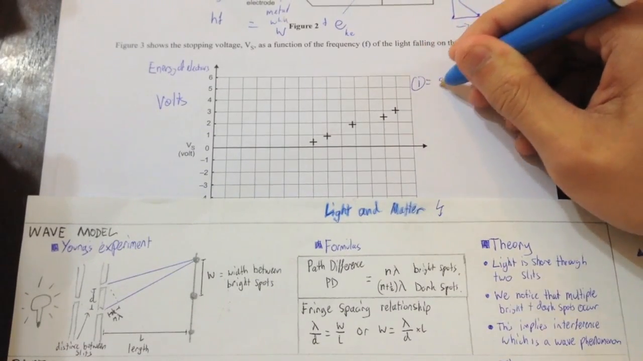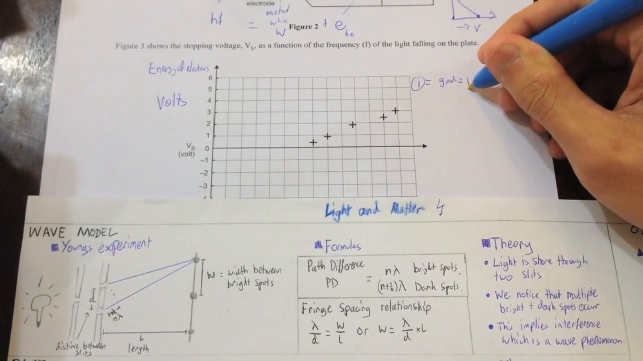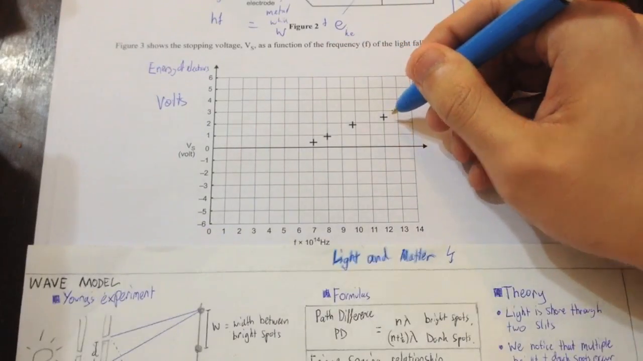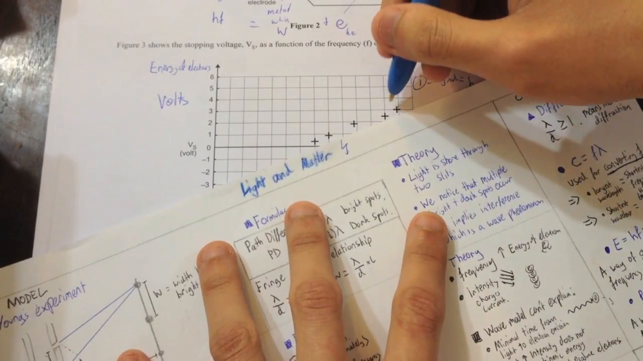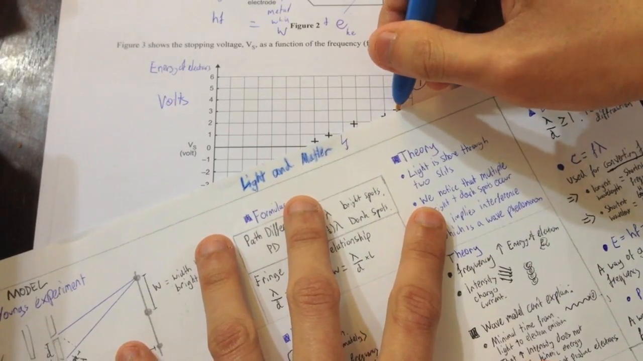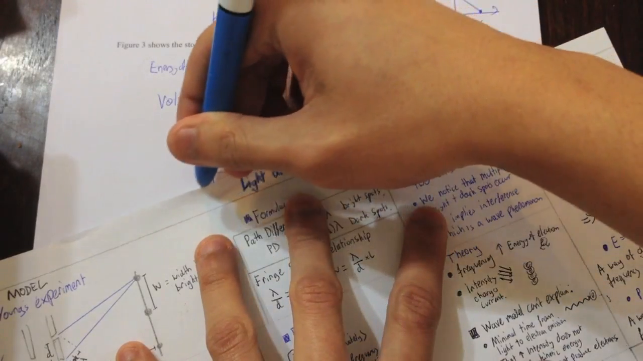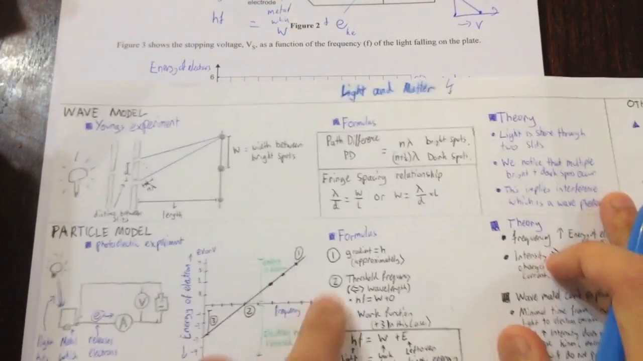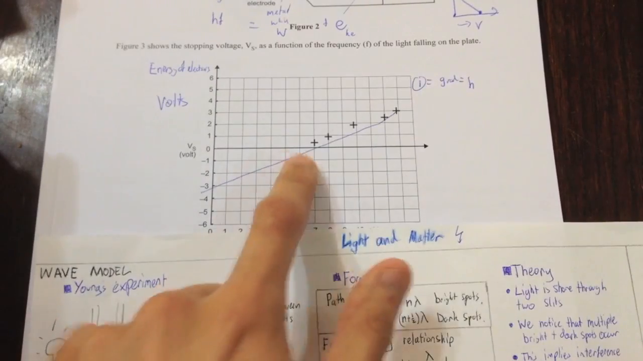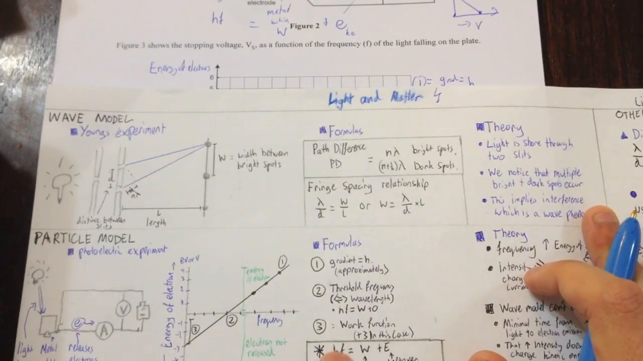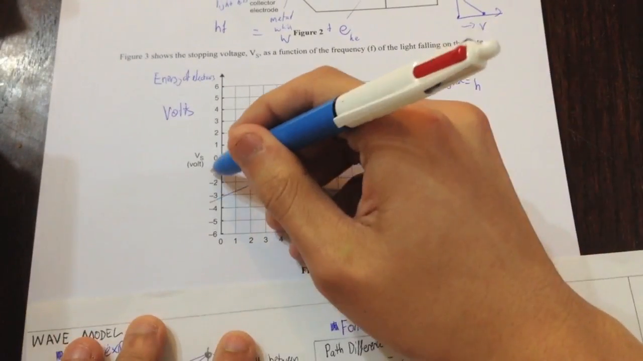One, the gradient equals Planck's constant. If we find the gradient of this, we can figure out Planck's constant. I'm just going to draw a line through it to get the work function now. Two, the threshold frequency is this. And three, the work function is this distance here.